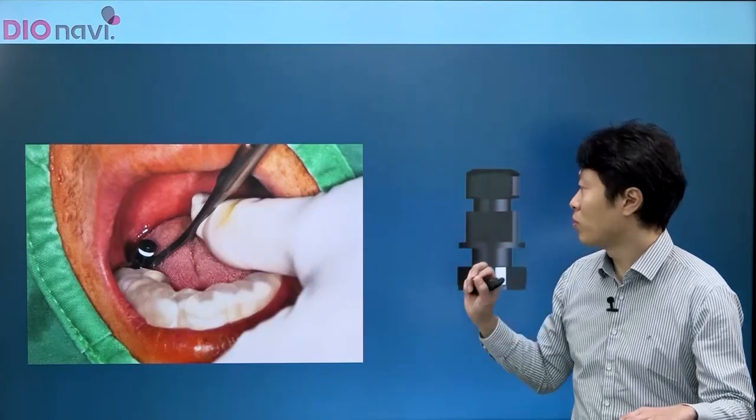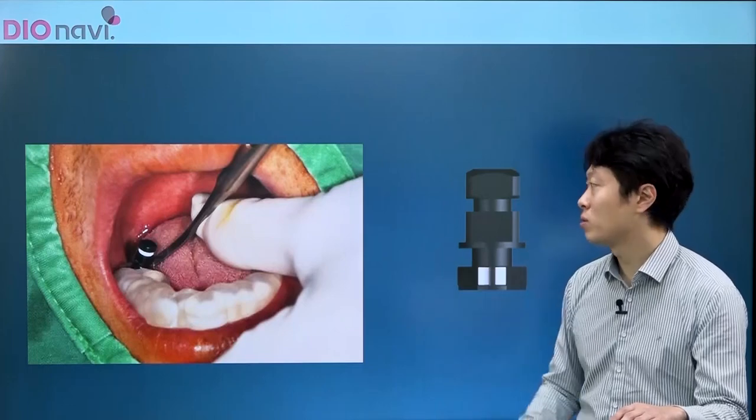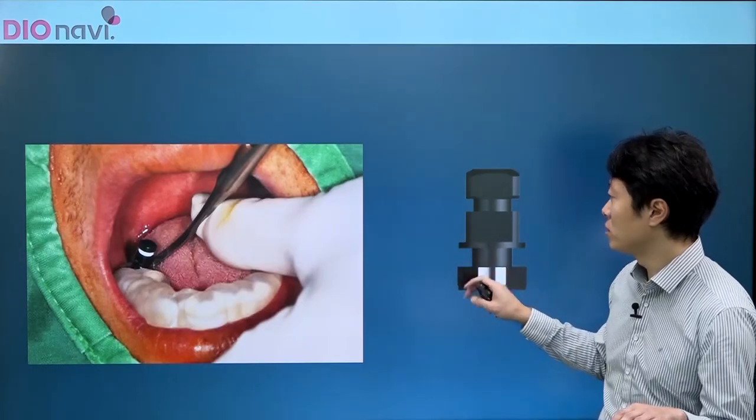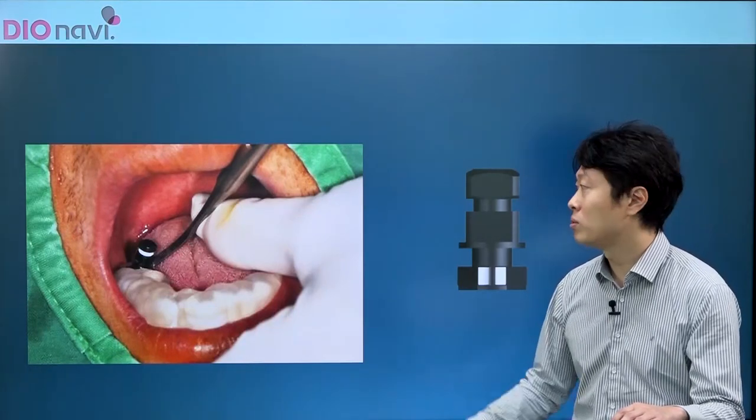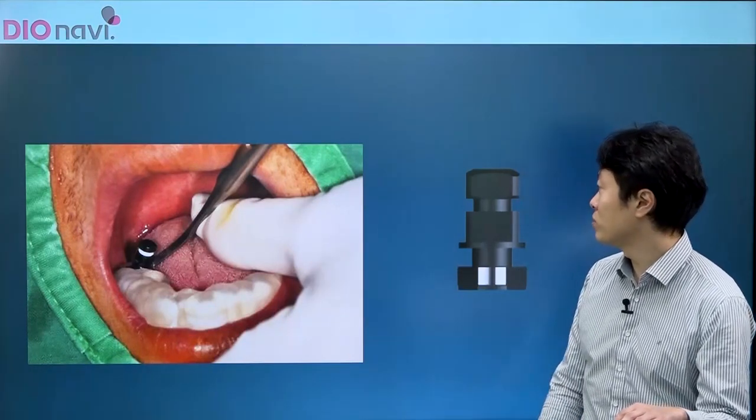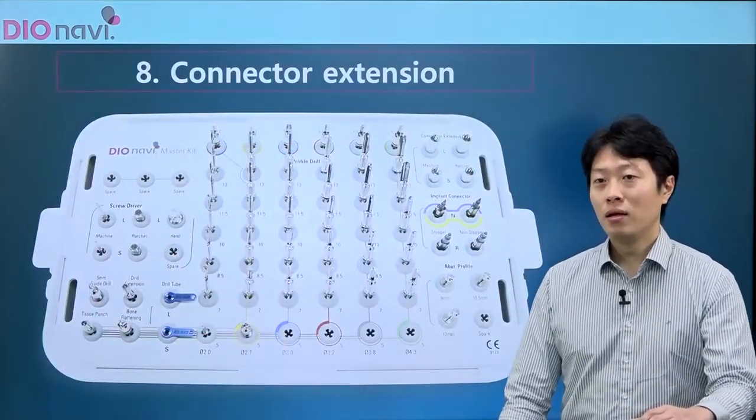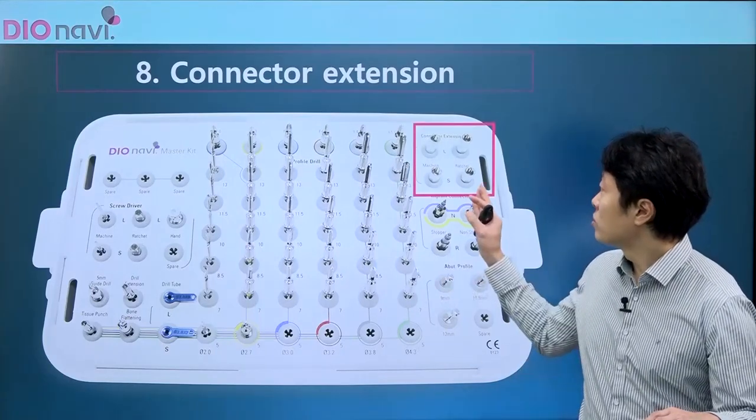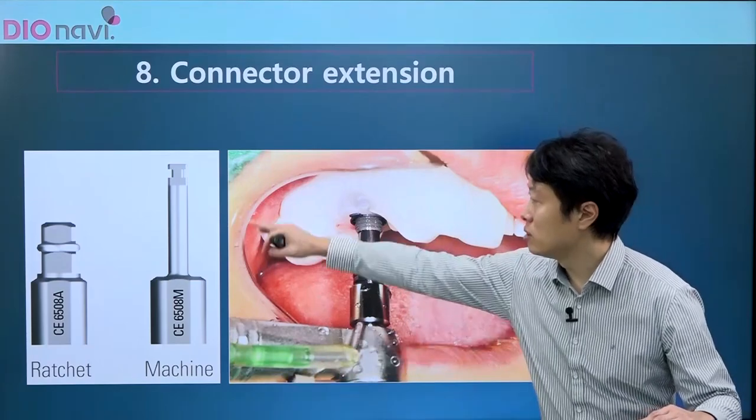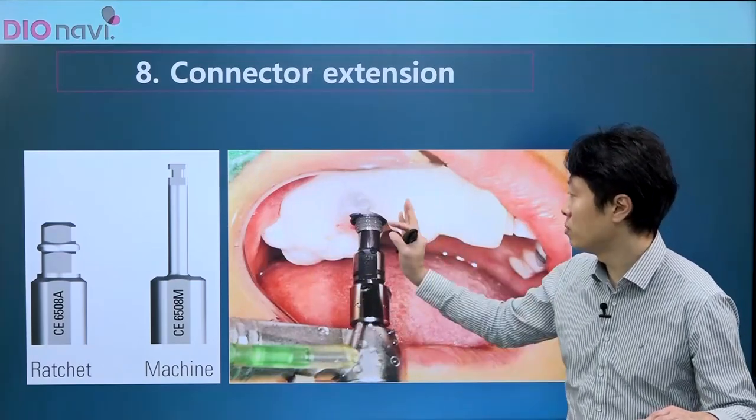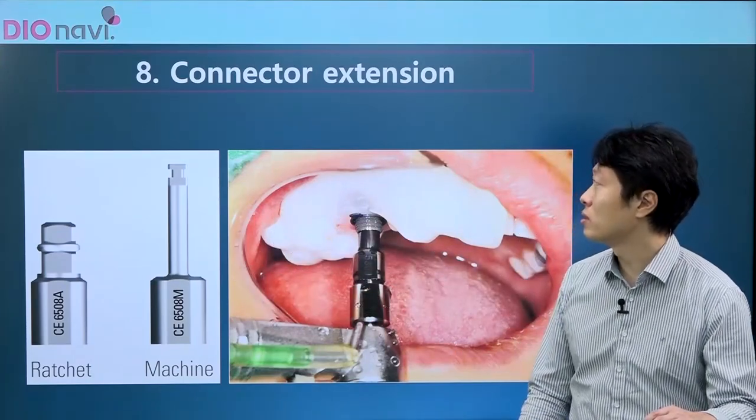Sometimes the drill may not come out when you try to remove it after placement. If it does not come out by force, apply the principle of the lever to use a surgical curette or mold on the inner groove and it will easily be removed. The connector extension drill is placed in the upper right part. This drill is used to extend the length of the drill when it is difficult to place an implant because it gets caught on adjacent teeth.